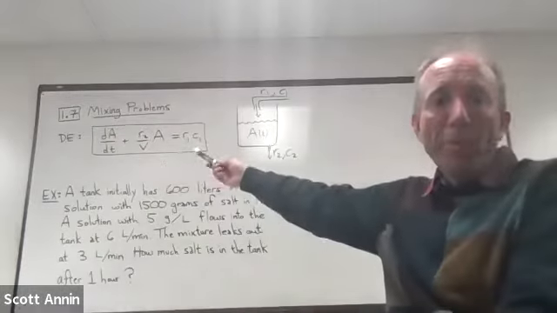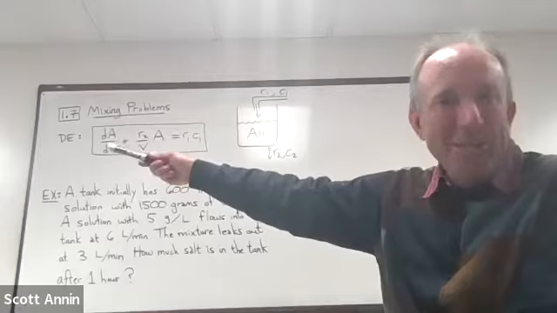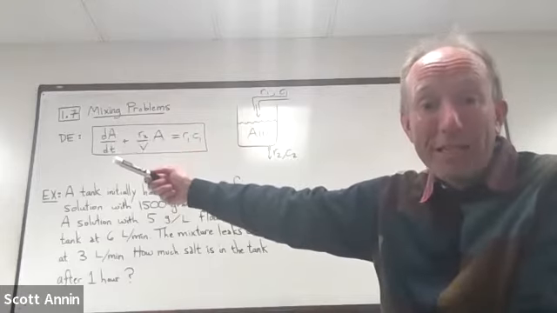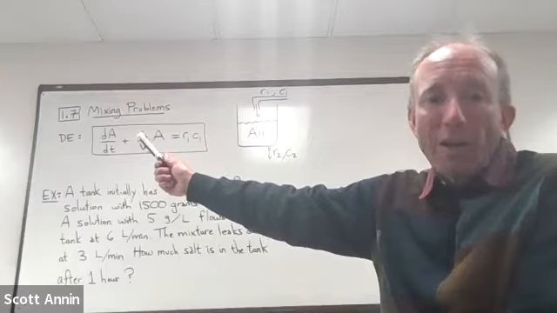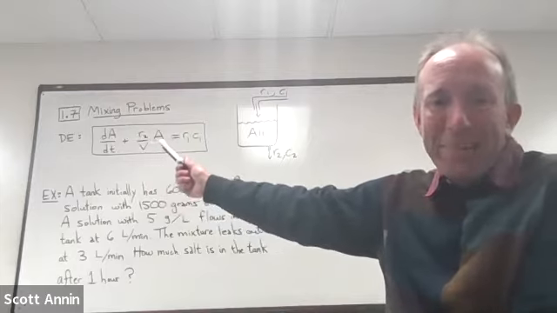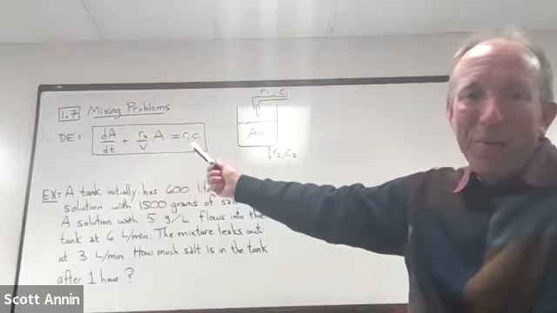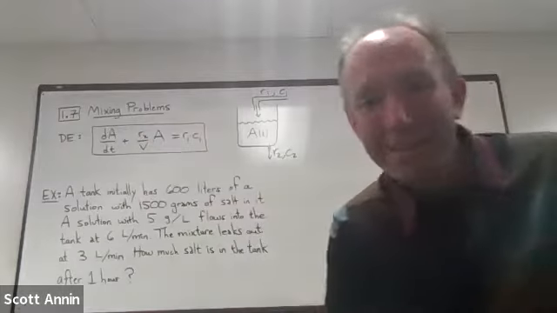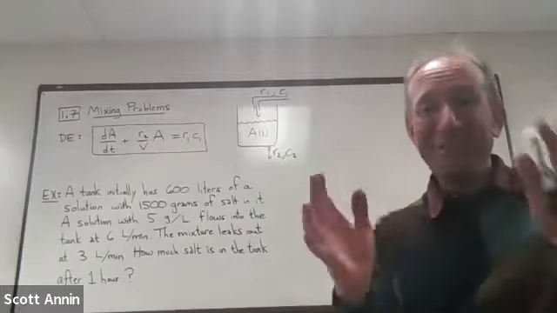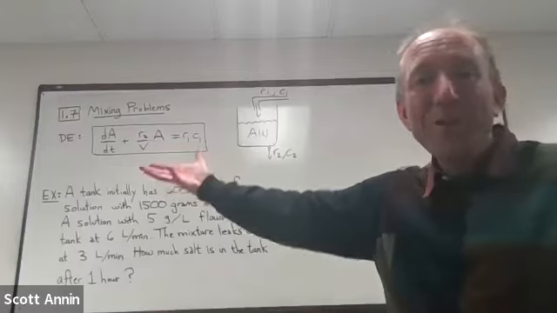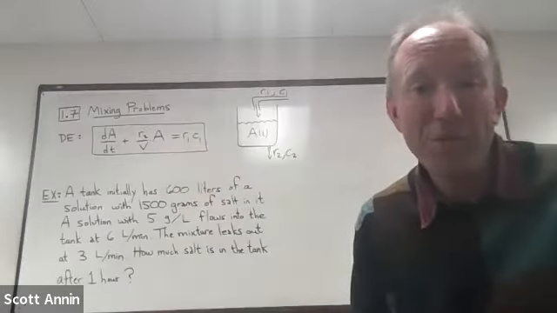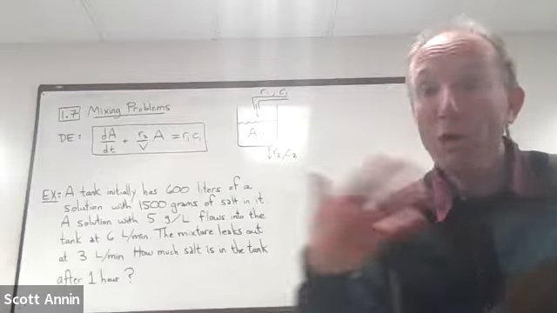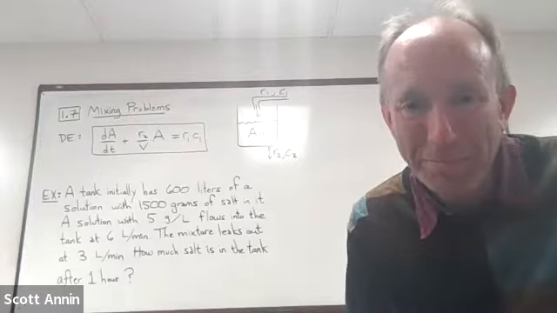And here it is on my board right now. dA/dt, this is the rate of change of the amount of a chemical with respect to time, plus R2 over V times A equals R1 C1. This is the sort of North Star of this video. This is the key equation for this video, the first-order differential equation. And it's linear. It is actually linear, as I'll show you when we start plugging the numbers in.